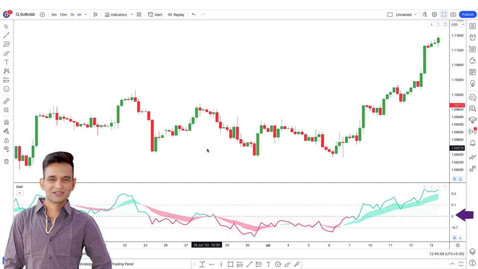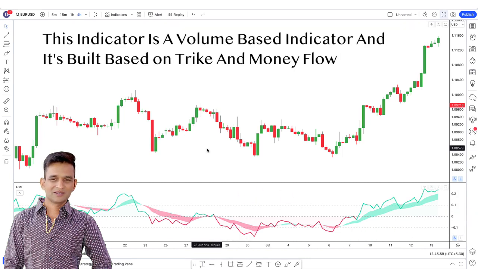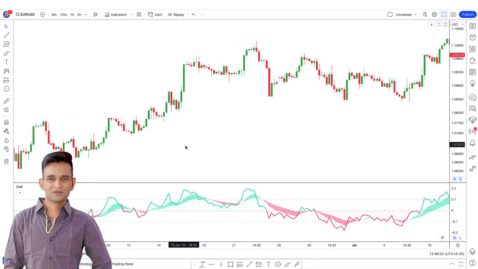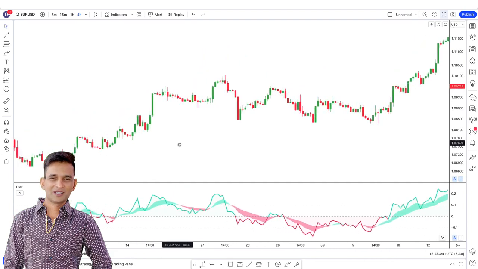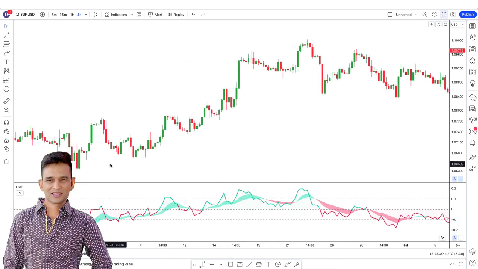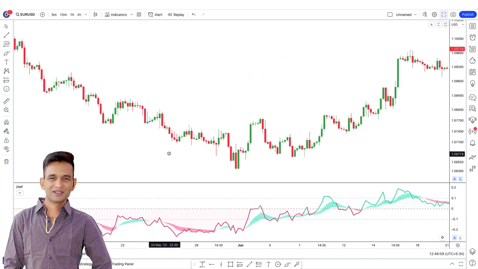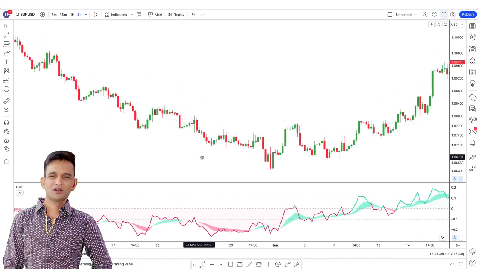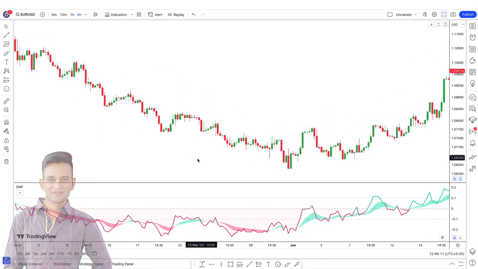line, which is 0. This indicator is a volume-based indicator and it's built based on Twiggs Money Flow. But it has some improvements and new features and it performs better than Twiggs Money Flow. This indicator helps us to discover which way the money is flowing in the market. It helps us to know if we have buying volume or selling volume. In other words, it helps us to know if there is more interest for buying or selling.